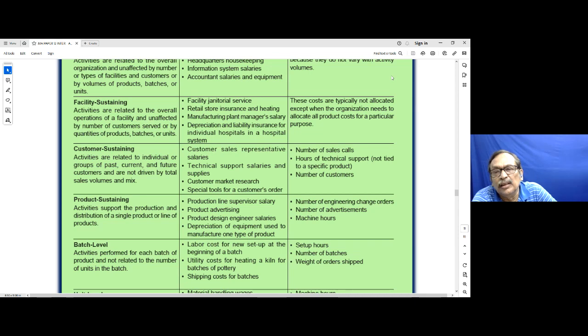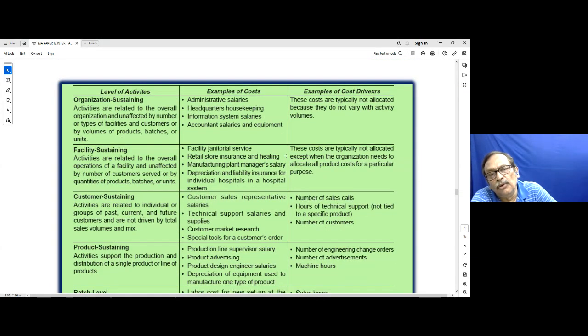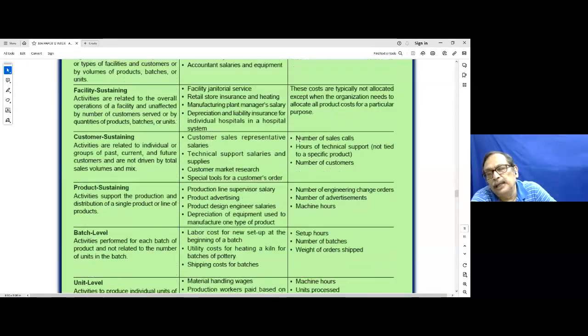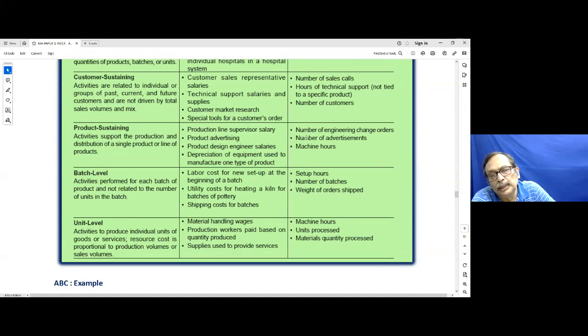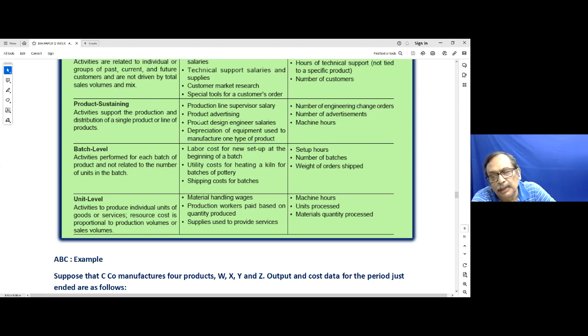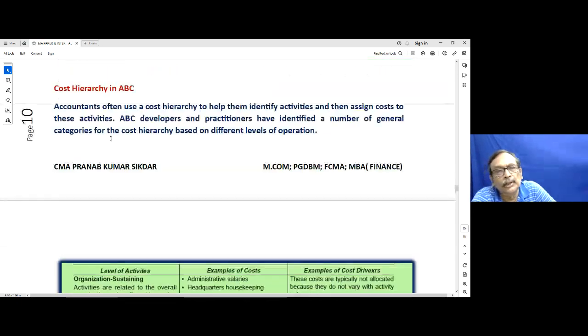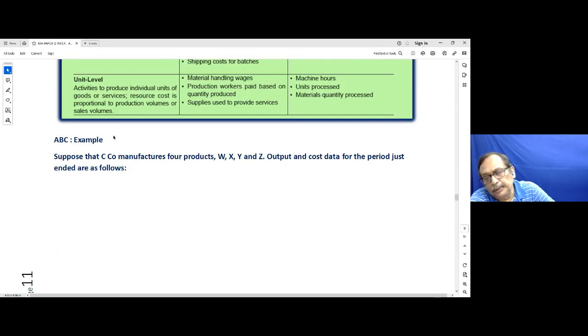Actually, what I am saying, once you know the various levels of activities and you identify the various cost drivers, then we can proceed to calculating the different cost driver rates, and accordingly the overhead costs are charged to the various cost objects. So that is all about your theoretical aspects, and we are coming to the practical example.